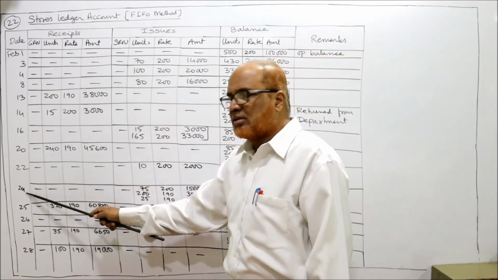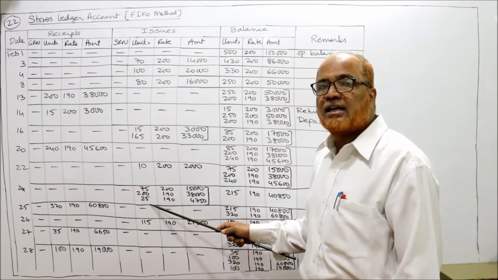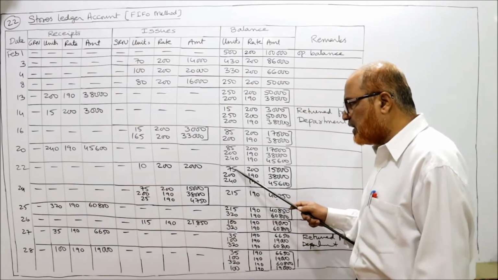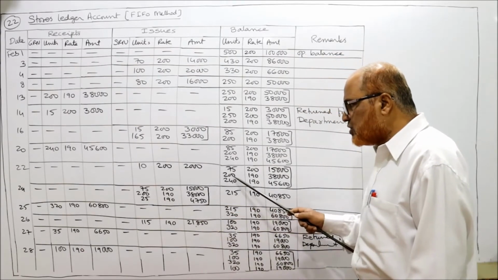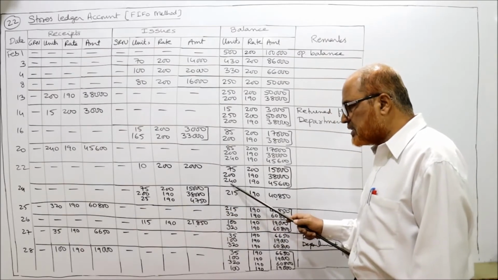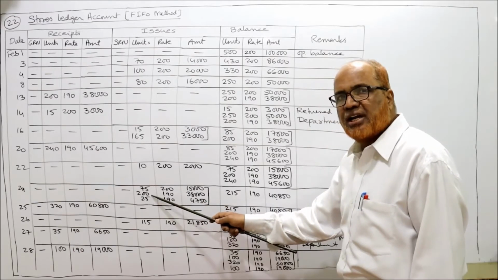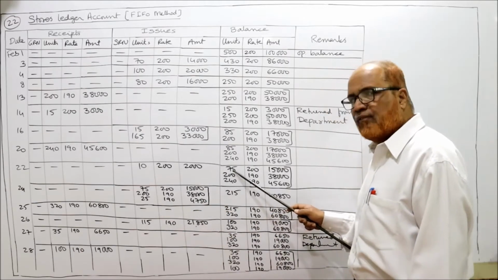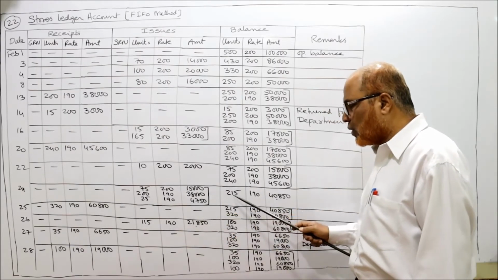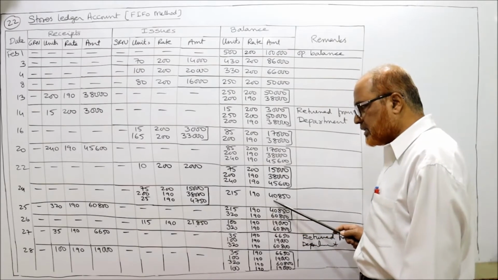Then 24th, there is an issue of 300 tons, given in the problem. So how to issue 300? First I am issuing 75 fully. Second I am issuing 200 fully. Thirdly, from this 240 tons I am issuing 25. If you add up these three, it will become 300. So remaining 215. So 215 into 190, 40,800.